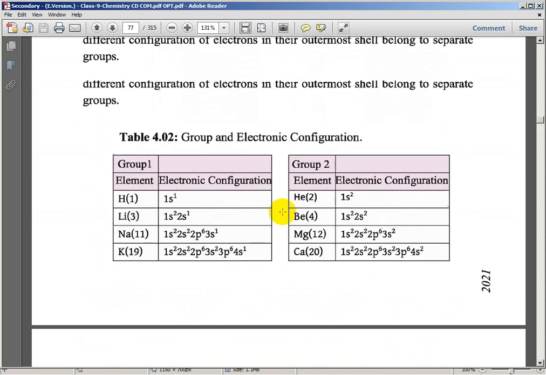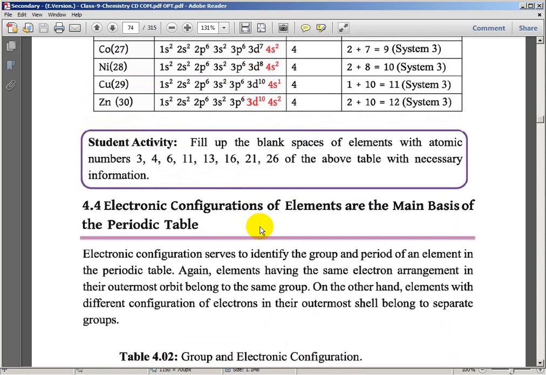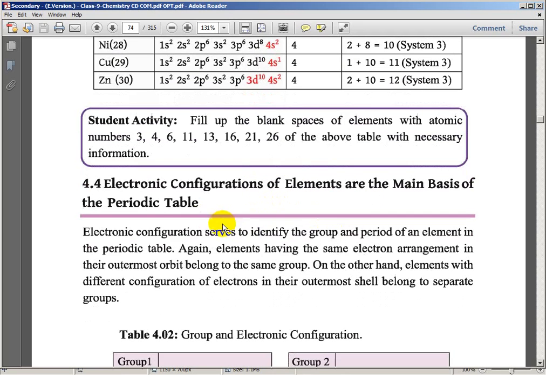Do you know what is the main basis of the periodic table? Mass of elements, or weight of elements? There are many bases, but the main basis on which the periodic table was made is the electronic configuration of elements.